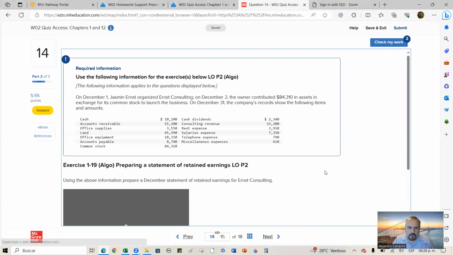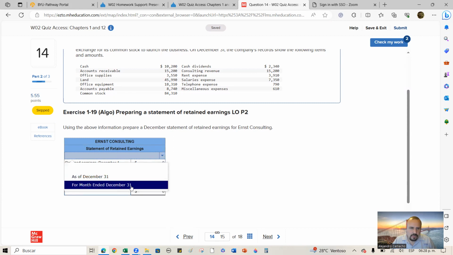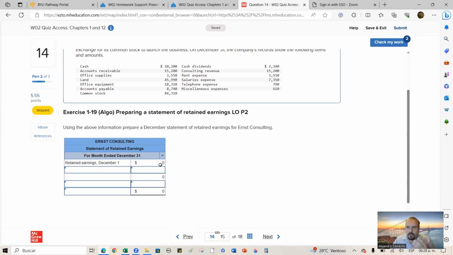Okay, so moving to the next one. Now we have to fill the statement of retained earnings. So again, we are trying to cover a period in time, not just a day, so we put here the month. We do not have any information of previous retained earnings from another period, right? So here we just put a 0. And we will need to add the net income we just got.